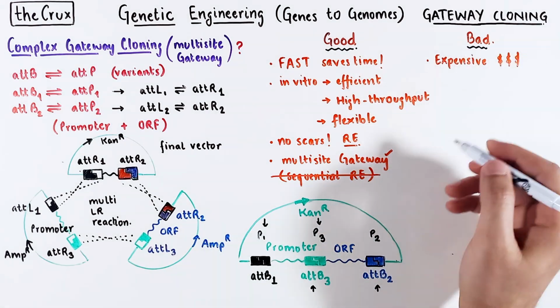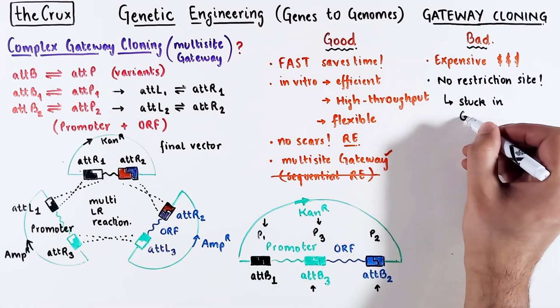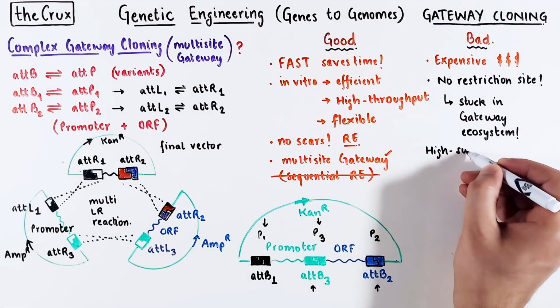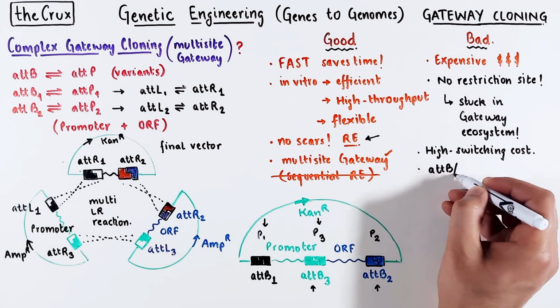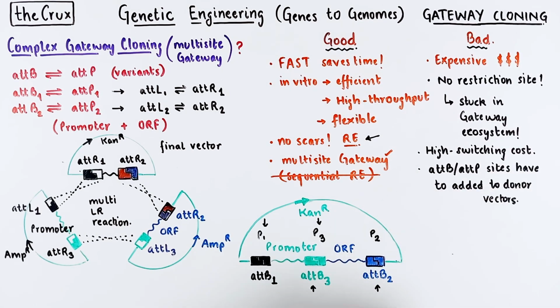The disadvantage is that restriction enzymes are not involved, so you're actually stuck in this gateway cloning ecosystem, and the cost of switching out is very high. We did say that the lack of restriction enzymes leaves no scar, but you still have to clone your DNA into a donor vector with att sites. So it is not 100% enzyme free. This becomes very complicated if you were starting from scratch, and you have to build multiple donor vectors containing these complex sites. So restriction enzymes are still required in the beginning stages of the gateway cloning.